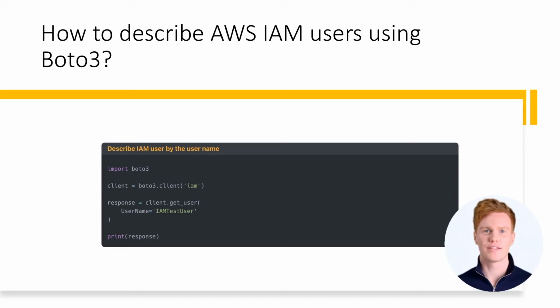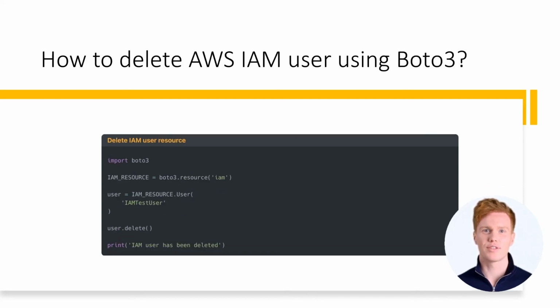If you do not specify a username, IAM will return the user information of the currently authenticated user. To delete an IAM user, you need to use the delete method of the user class of the IAM resource.